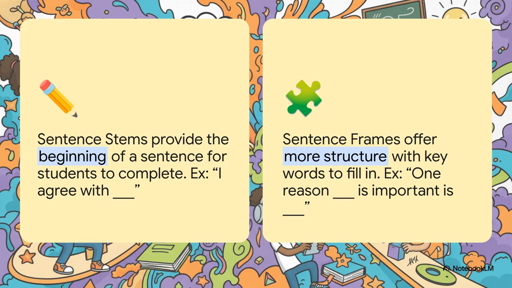And here's a brilliant, super low-tech tool, sentence stems and frames. Now, they might look pretty similar, but there's a key difference. Stems give students a starting point, right? Like, "I agree with ___ because ___." Frames offer a little more of a scaffold. But both of them are fantastic for building academic language and helping every student jump into class discussions with confidence.